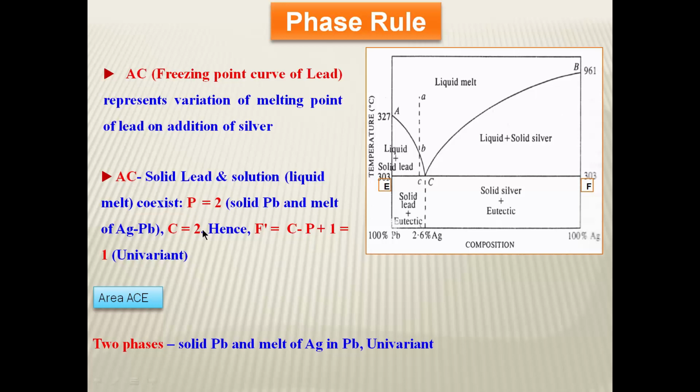And this is a two-component system, hence applying reduced phase rule. You are even familiar now. Why are we applying reduced phase rule? It comes out to be a univariant system. The same applies for the area ACE, that is, there are two phases in it and the system is univariant.